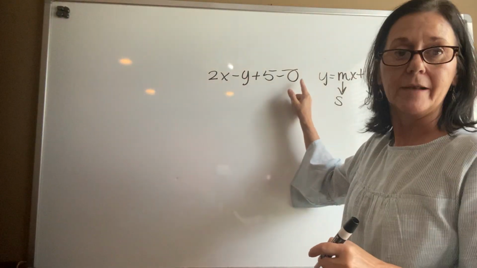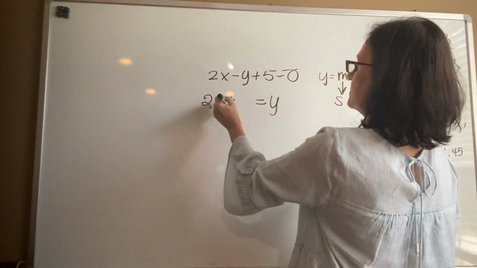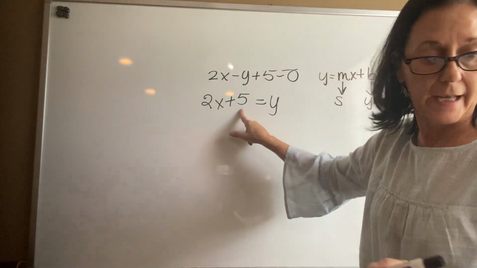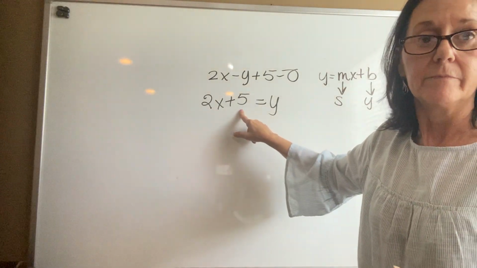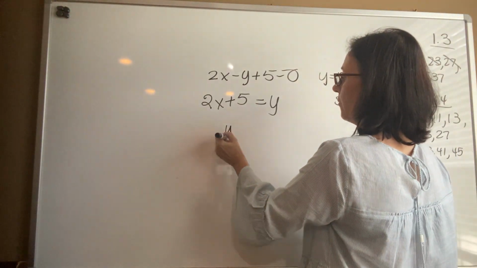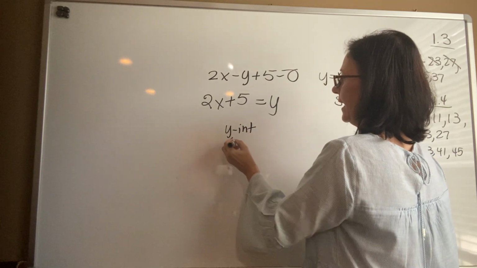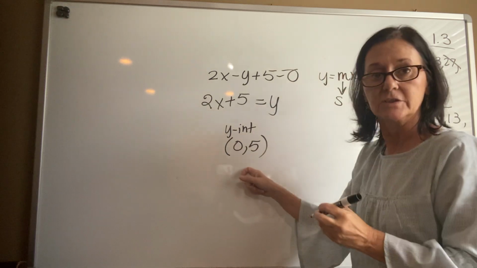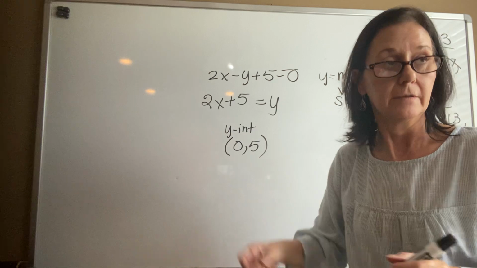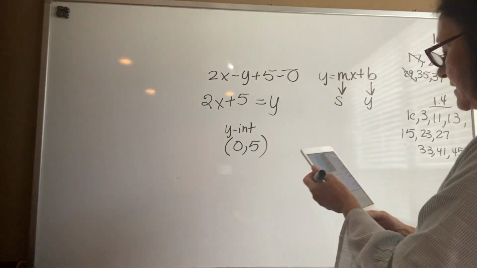Okay, I'm just going to add y to both sides. So we have y equals 2x plus 5. My slope is 2. My y-intercept is 5. Okay, so really my y-intercept is, when x is 0, 5. So in your college classes, you would have to put that as a coordinate point. All right? So that's number 3.